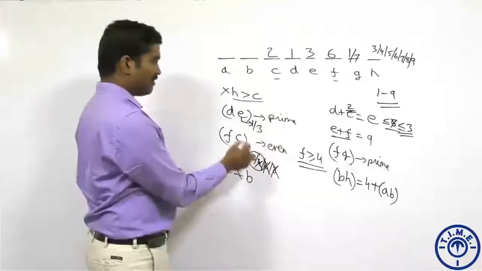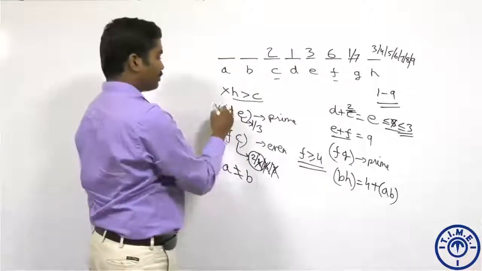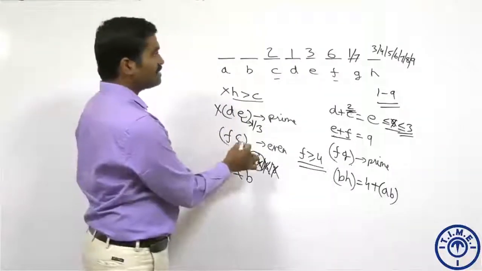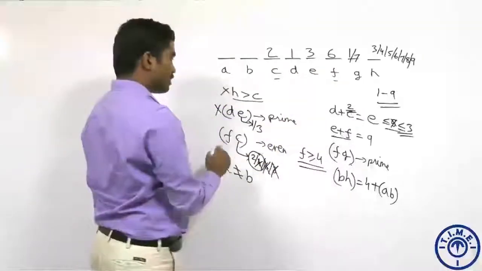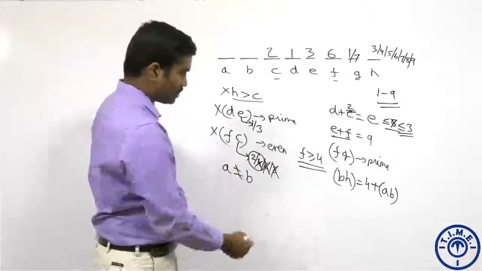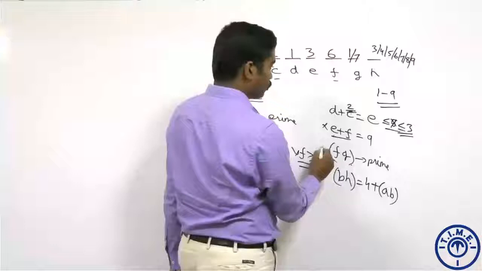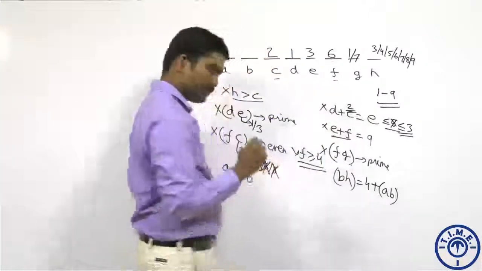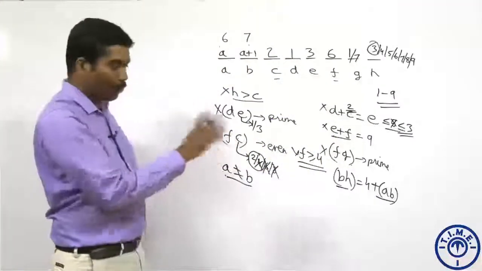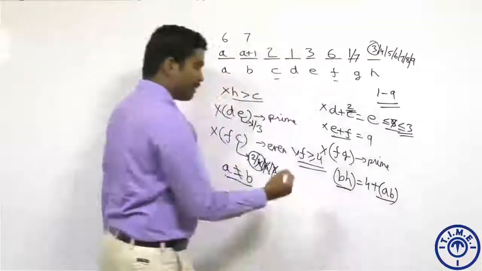So FC is an even number, DE is a prime number, 13, we have used this also fully. FC is an even number, 62, that's an even number greater than 40, used. A not equal to B we haven't used yet. This one we've used, this one we've used. FG is a prime also we've used, this also we've used. We've used all the conditions. The only one we haven't used yet is BH is equal to 4 plus AB.